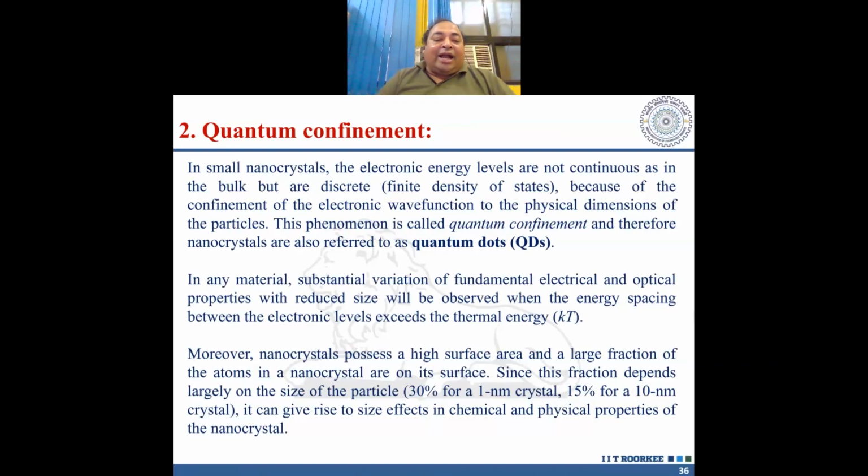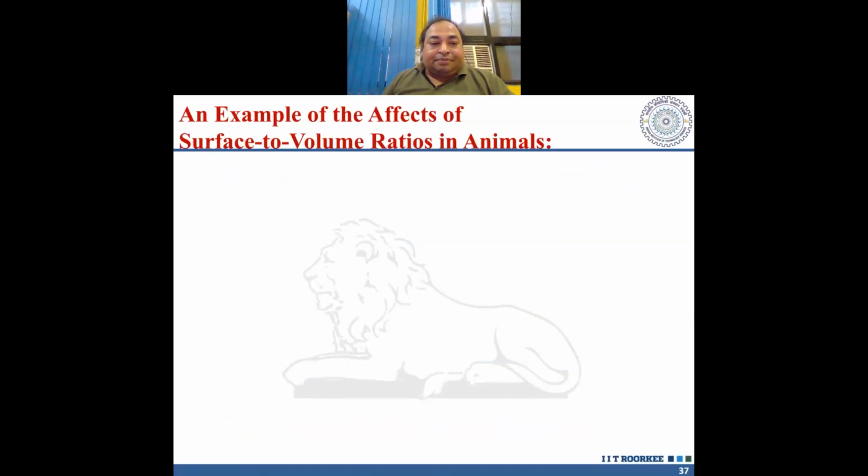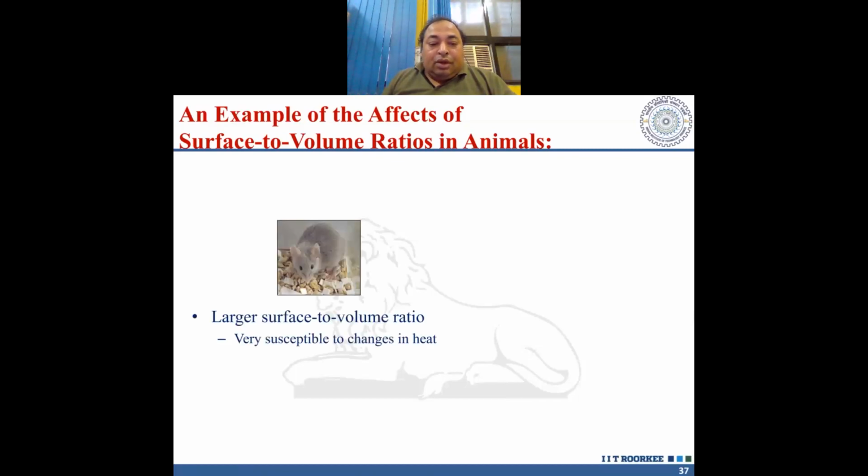In addition to that, the nanocrystals possess a high surface area, as we have already talked about, and a large fraction of the atoms in a nanocrystal are on its surface because of its enhanced surface exposure. Since this fraction depends largely on the size of the particle, let's say 30% for a 1 nanometer crystal, 15% for a 10 nanometer crystal, it could give rise to size effects in chemical and physical properties of the nanocrystal.